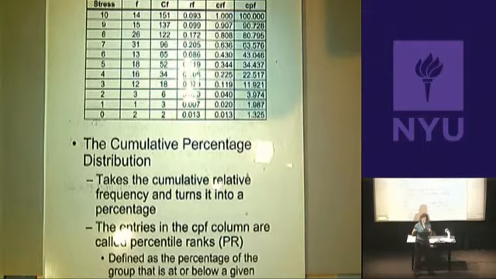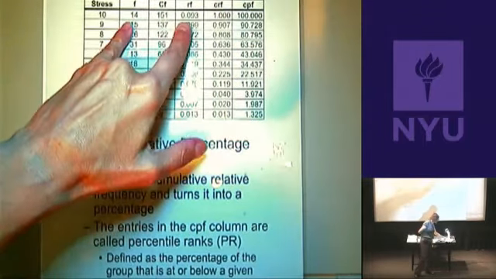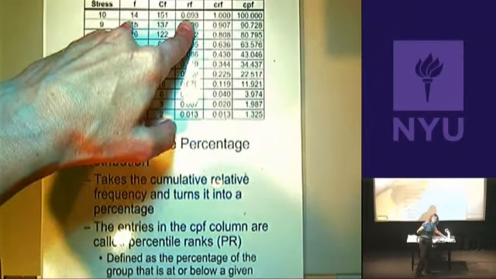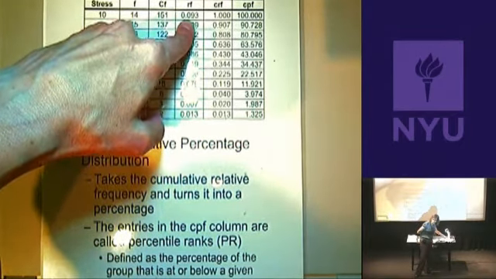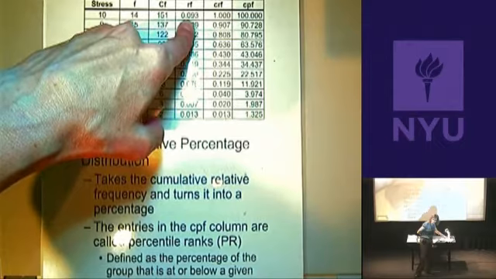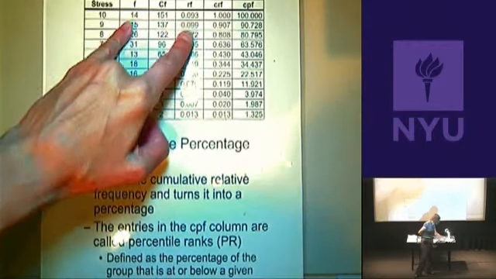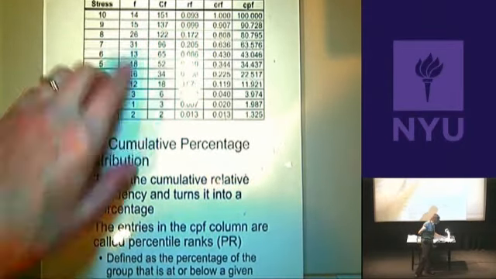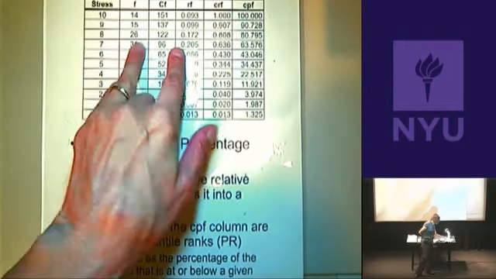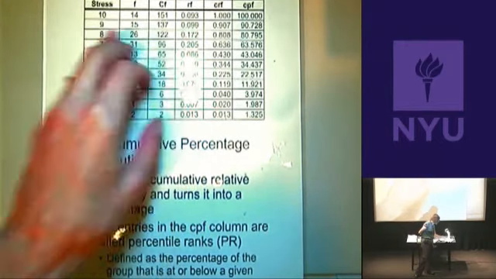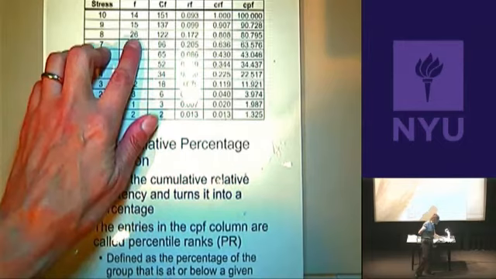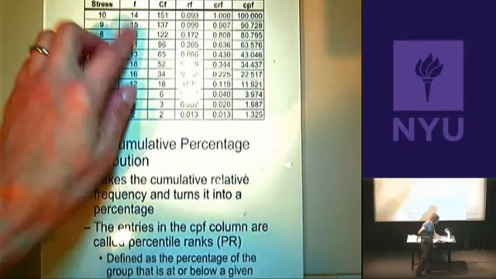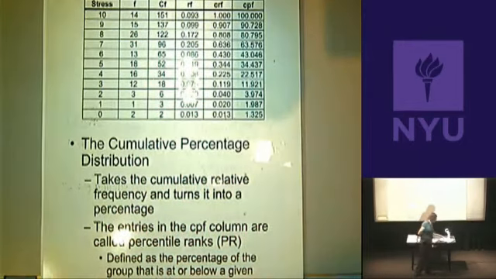How do I do that? I take my frequency and I divide by the total number of scores in my distribution. So, for example, okay, let's say I take a score of 8. 26 people had a score of 8. That's 26 divided by 151 gives me that value.